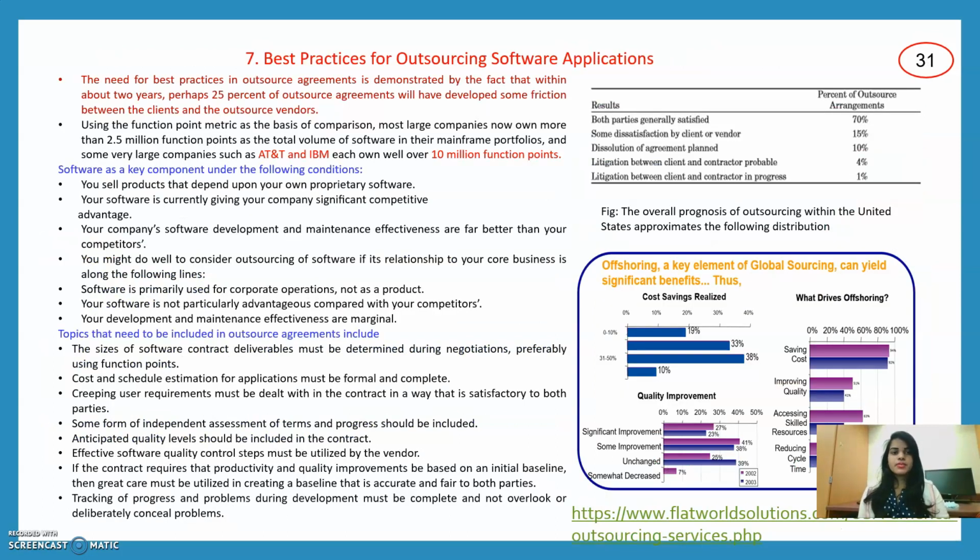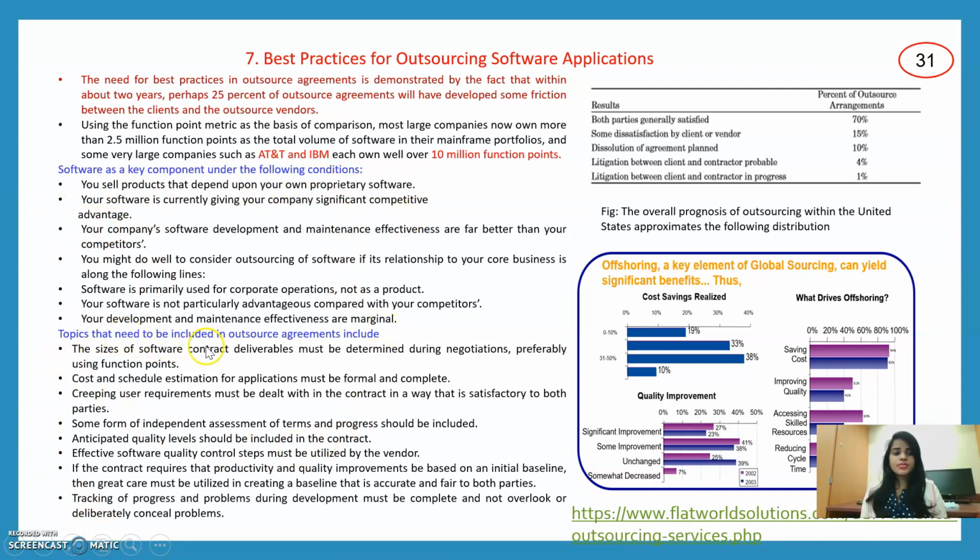The other one is the best practices for outsourcing of software applications. Outsourcing plays a major role nowadays in industries. The need for best practice in outsource agreements is demonstrated by the fact that within about 2 years, perhaps 25% of outsourcing agreements will have developed some friction between the clients and the outsource vendors. And if you take big companies like AT&T and IBM, each owns well over 10 million function points, and software is a key component under the following conditions, like rights that depend upon your own property.